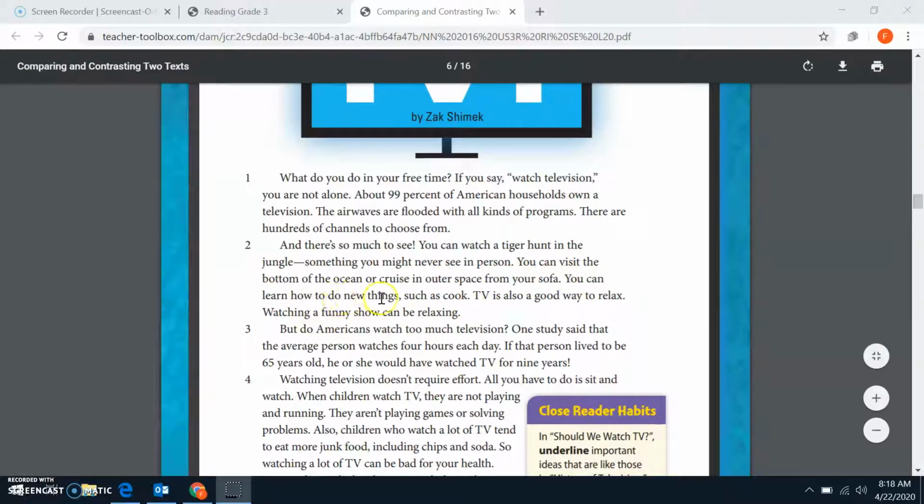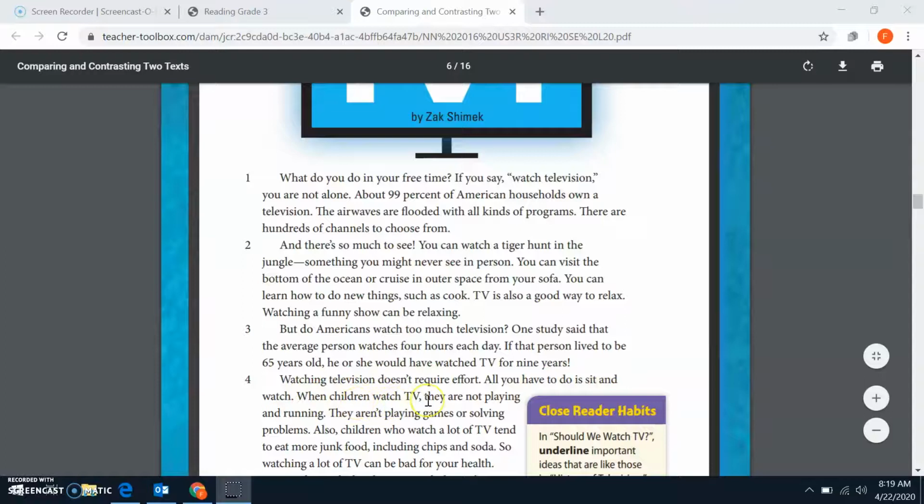You can learn how to do new things such as cook. TV is also a good way to relax. Watching a funny show can be relaxing. But do Americans watch too much television? One study said that the average person watches 4 hours each day. If that person lived to be 65 years old, he or she would have watched TV for 9 years. Watching television doesn't require effort. All you have to do is sit and watch.